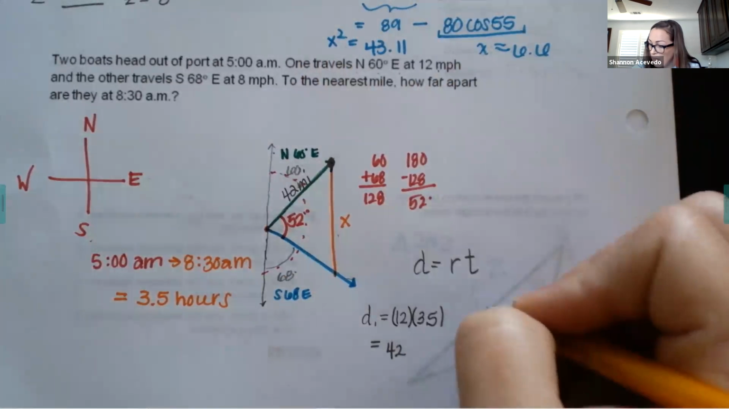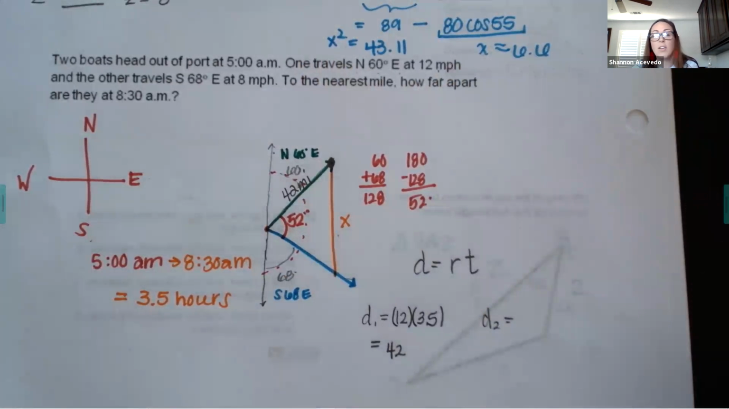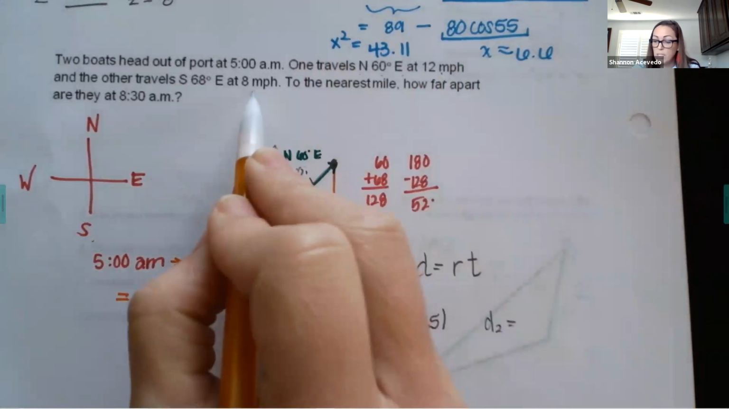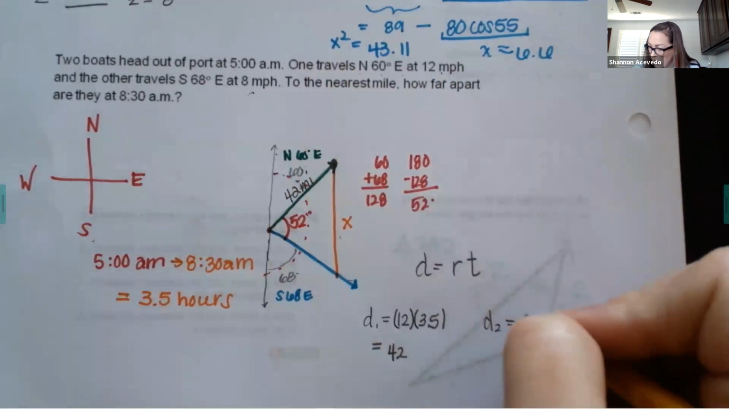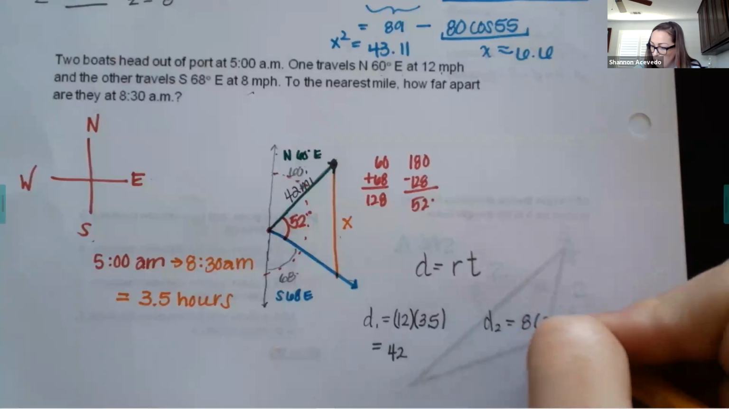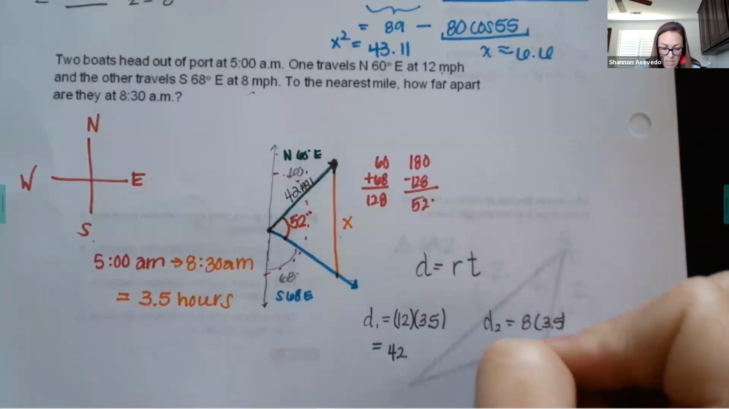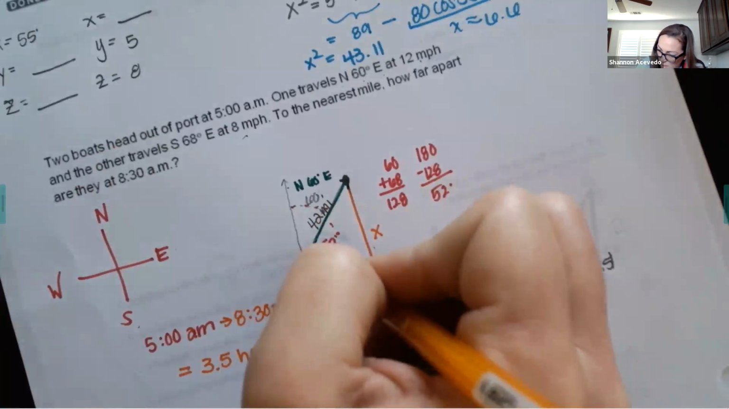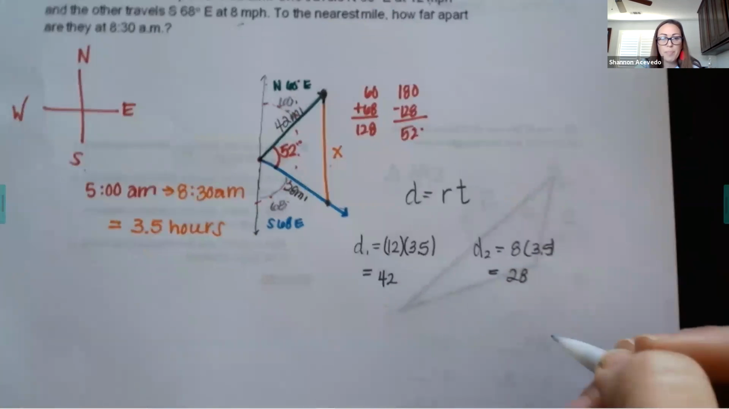Very easy to find that other one now, huh? Now you're just like, okay, I got this. I can find that other one because it's going to be my rate, which was 8 miles an hour, times my 3.5 hours. And that's going to be a value of 28. So this other boat has traveled 28 miles.